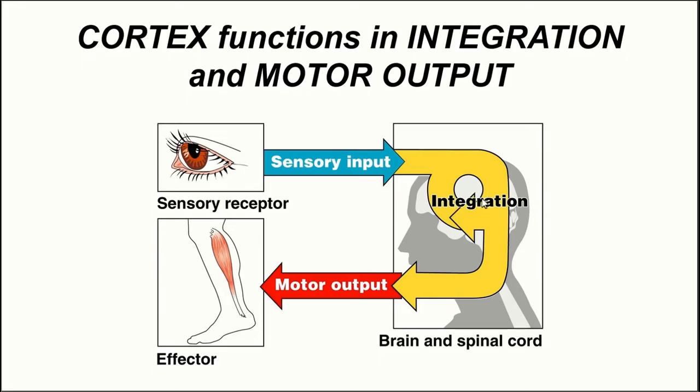One thing to note here is that integration is also referred to as association. So you may see integration areas of the cerebrum referred to as association areas. This is the function that produces a deeper understanding of that incoming sensory information.